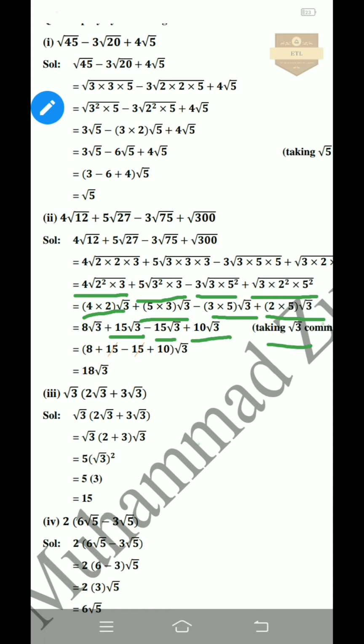Now taking common, we have 8 plus 15 minus 15 plus 10. Now this 15 will be cancelled with 15, and we have 8 plus 10, which is equal to 18 into under root 3, which is our answer.